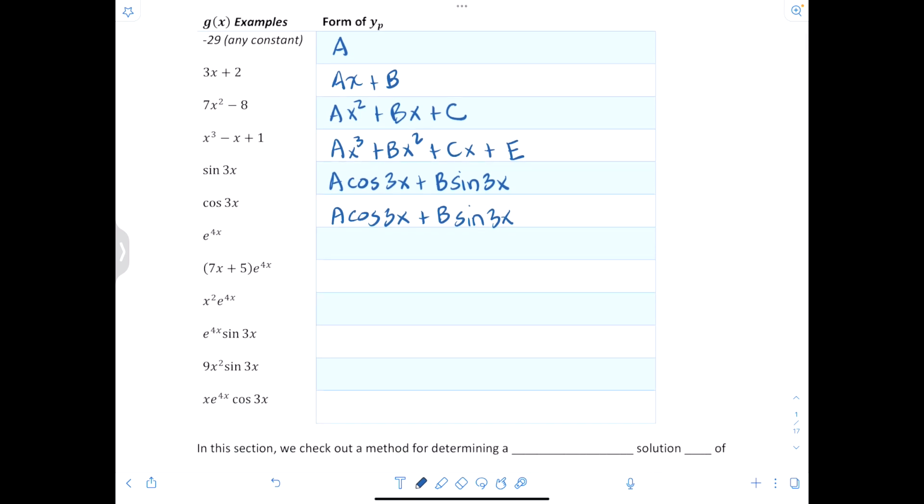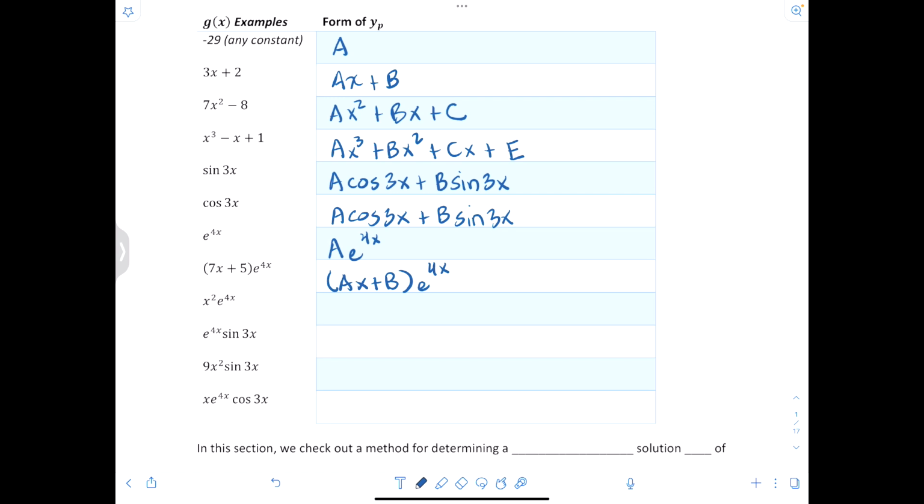If you had e raised to the 4x, you'd have an a times e to the 4x. 7x plus 5, that quantity, times e to the 4x, you would have a combination of it, right? So kind of like this 3x plus 2 here, you'd have an ax plus b. And then from the e to the 4x, you would have all of that multiplied to that e to the 4x is how it would shake out.